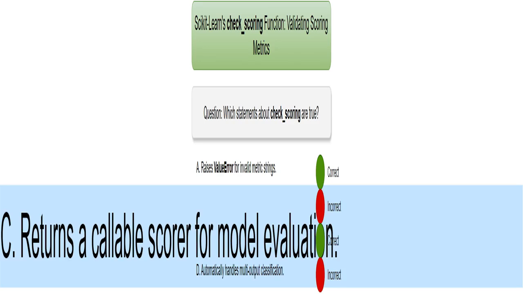The main job of check_scoring is to give you back a function, a callable scorer, that you can use directly with other scikit-learn functions such as cross_val_score. This allows you to seamlessly integrate your chosen scoring method into your model evaluation workflow. It's like getting a ready-to-use tool perfectly fitted for your evaluation task.